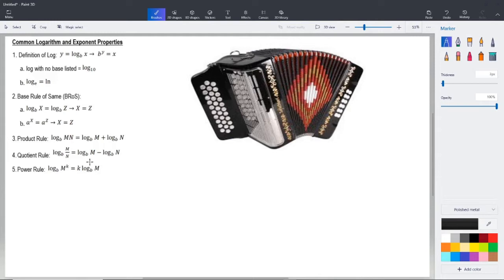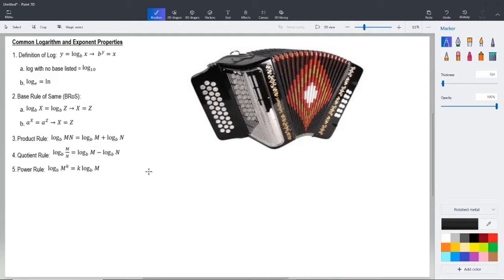All right. Now these rules work both ways. Okay. And when you multiply things, we can turn it into an addition. When we divide things in a log, we can turn it into a subtraction instead. And then there's the power rule. So each of these rules we're now going to use.